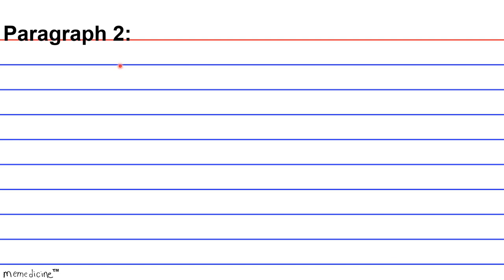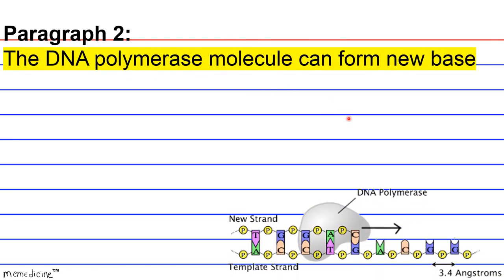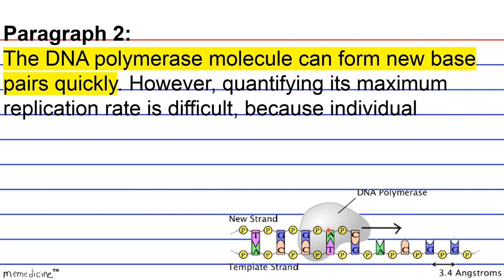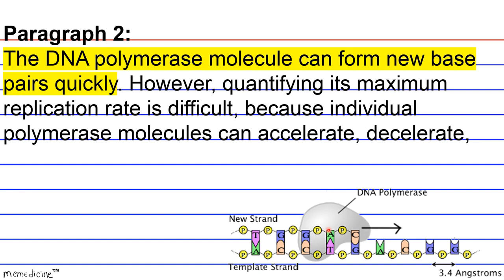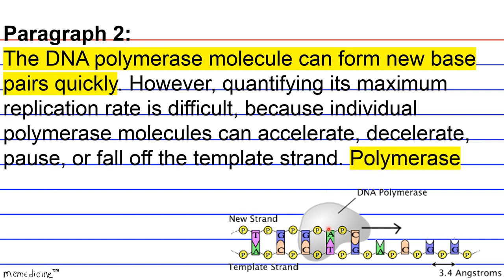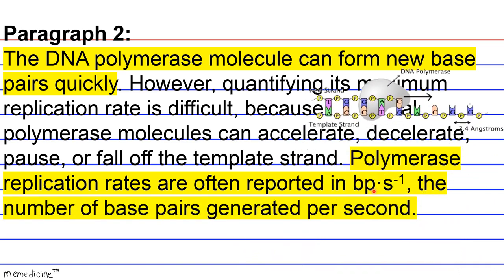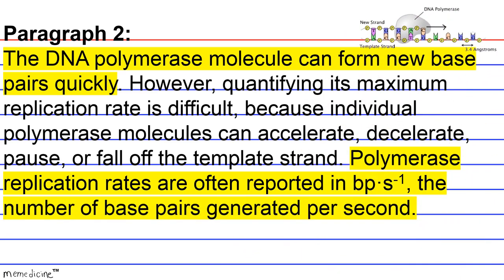Paragraph 2. The DNA polymerase molecule can form new base pairs quickly. However, quantifying its maximum replication rate is difficult because individual polymerase molecules can accelerate, decelerate, pause, or fall off the template strand. Polymerase replication rates are often reported in base pairs times seconds to the negative 1 power, or base pairs per second. The number of base pairs generated per second.